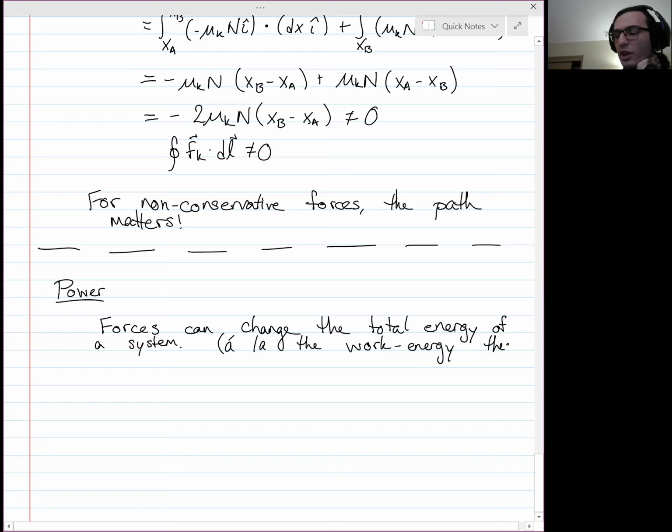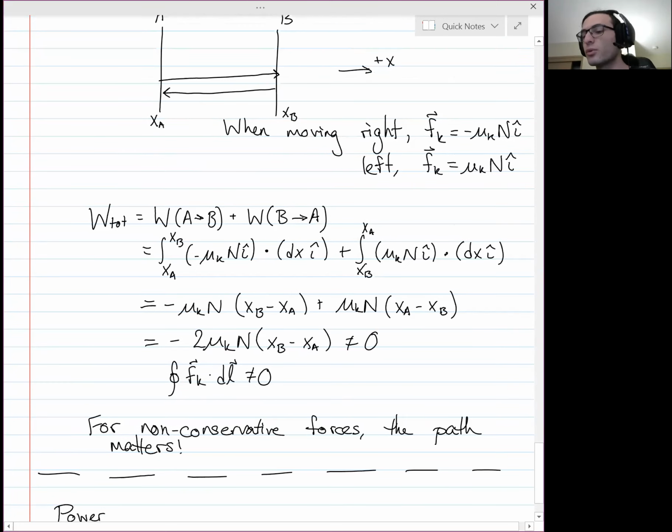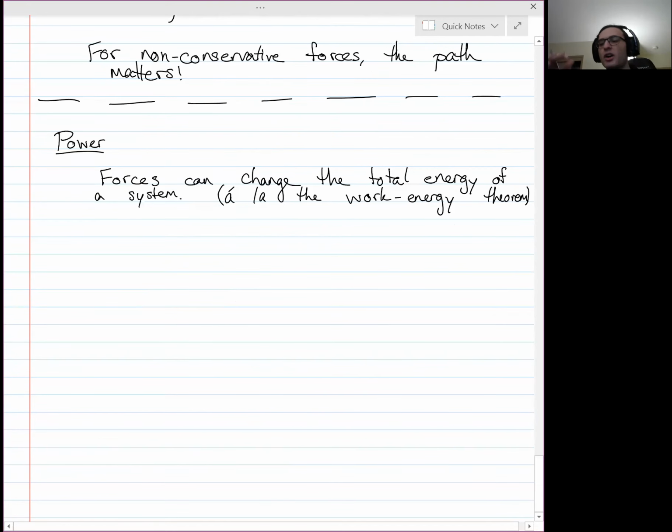So remember that kinetic energy is part of the energy of the system. And so if a force can change it, what is the sign before F_k dot dl? That just indicates what direction the force is in. In this case, the force was pointing to the left because the object was moving to the right, and that's what friction does. It points opposite the direction of motion. When the object's moving to the left, the force is pointing to the right, and so that sign accounts for that. All right, back to power.